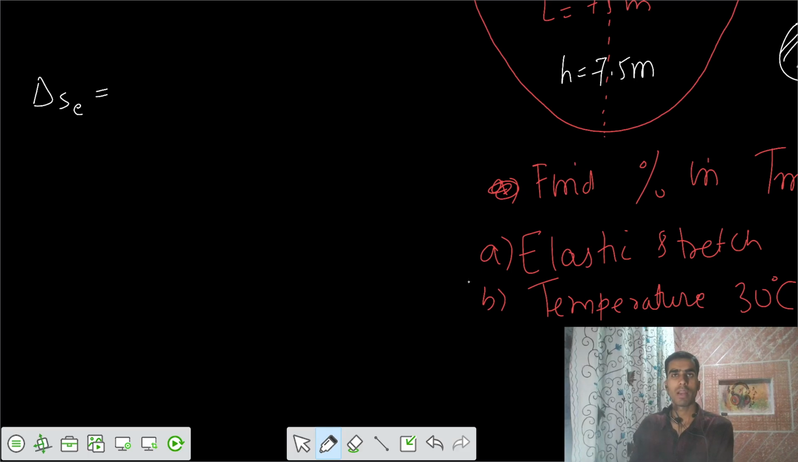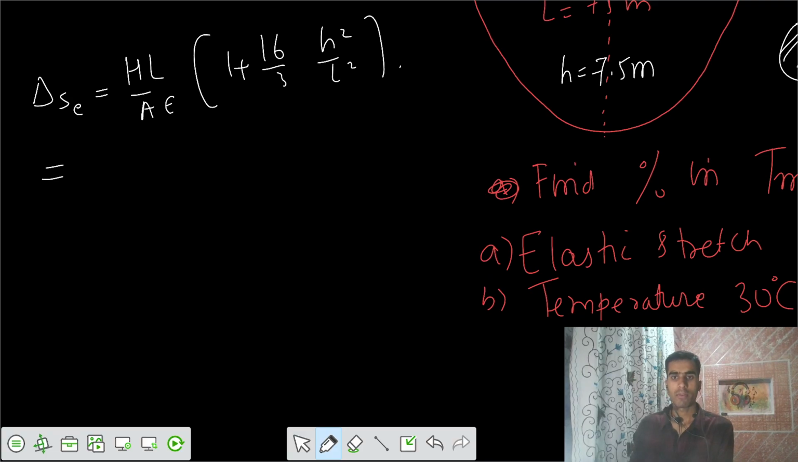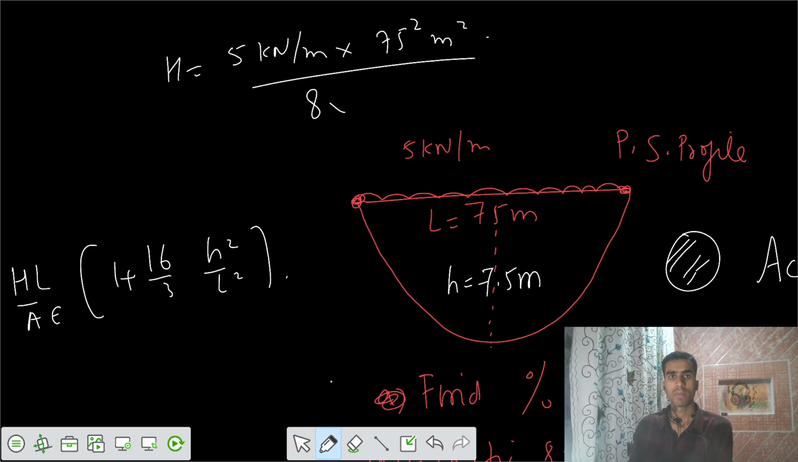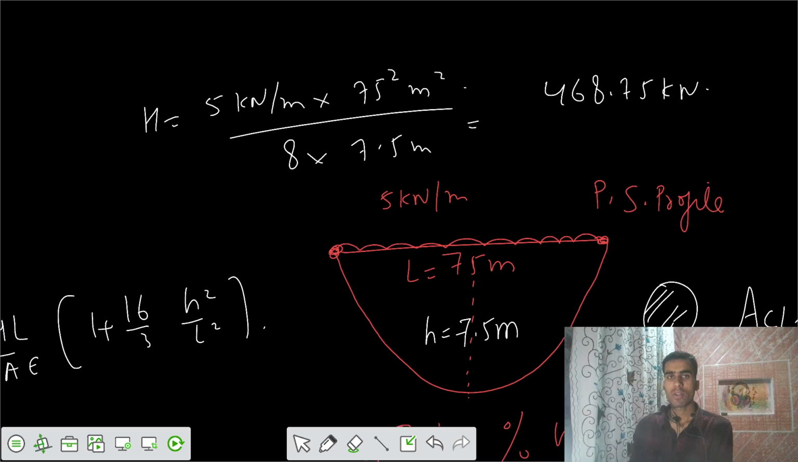We have that equation, PL by AE, that's HL by AE with some factor of 1 plus 16 by 3 h square by L square. You have to just substitute those values, and firstly you need to get the value of H. Can you get the value of H for this problem? I would say H equals WL square by 8h, and the value of H equals 468.75 kilonewton.